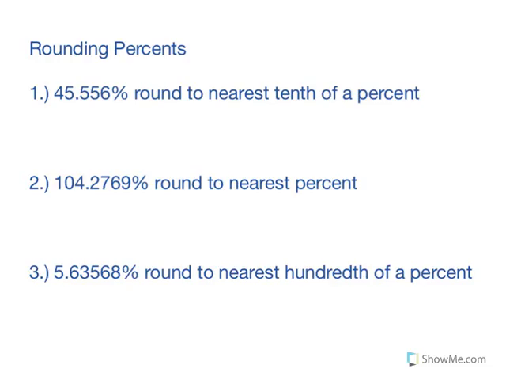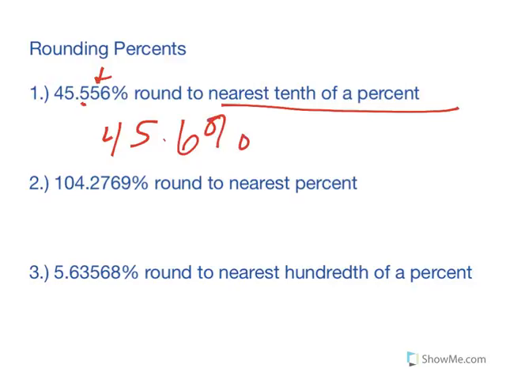Last section of the rounding is percents. So if you have a percent, if it ever says round to the nearest tenth of a percent, you have to have a percent first, then you round. So we're given percents, and now it's just pretty much straightforward rounding. So go ahead and check that out. Nearest tenth, that's 5 rounds up. So we should have 45.6%.